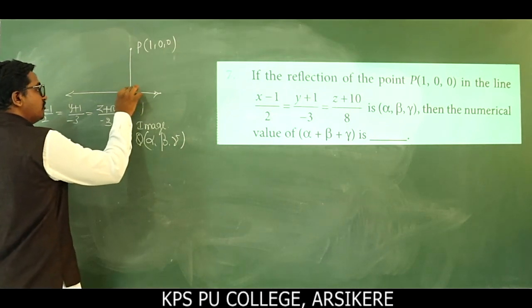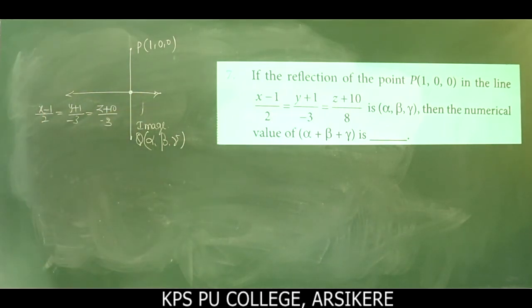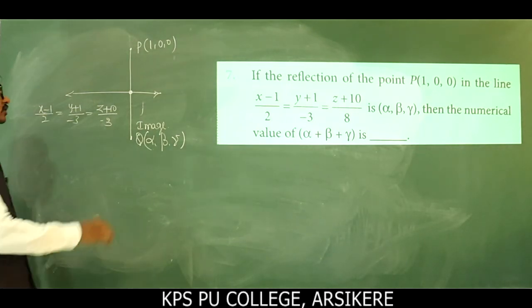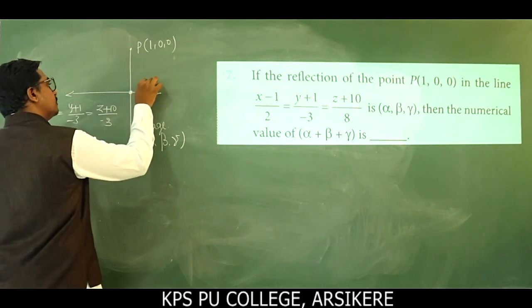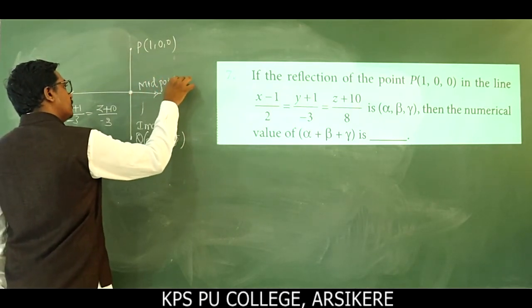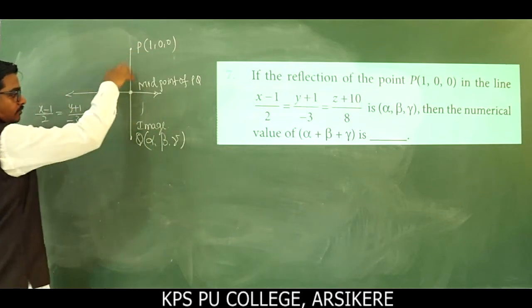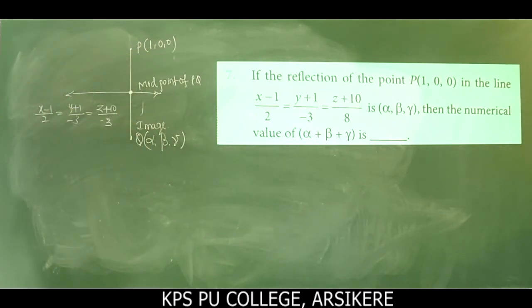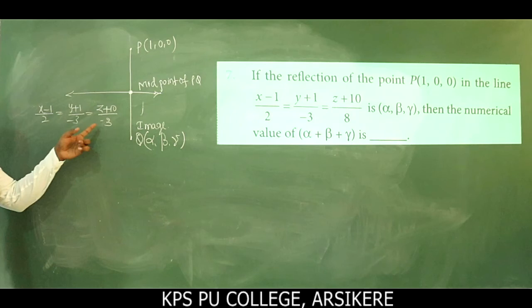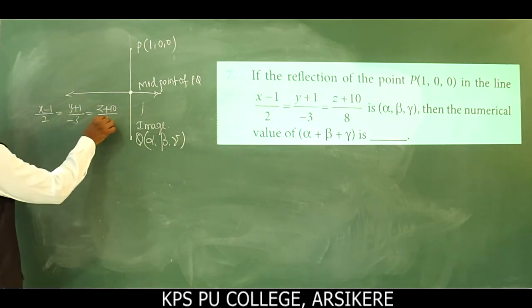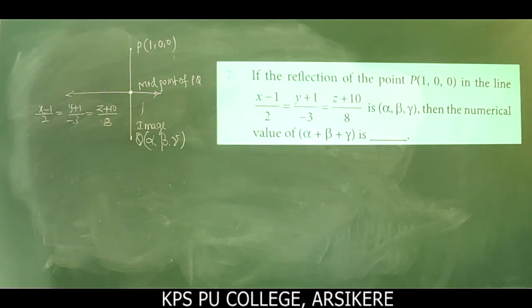Remember, this is called the foot of the perpendicular of the point P of 1, 0, 0 on the line. So obviously this point becomes the midpoint of P and Q. Clear? And another thing is, 2, minus 3 and here we have plus 8. So this is nothing but the direction of line L1, or the given line.